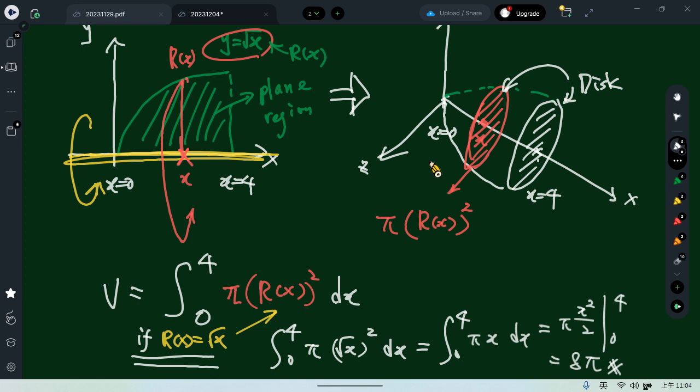Right? Of course, it's just our example. Maybe the R of x should be another shape, right? But we can just replace R of x from square root of x to other expressions. You can always follow the same approach. Okay, so what you need to remember is this one.